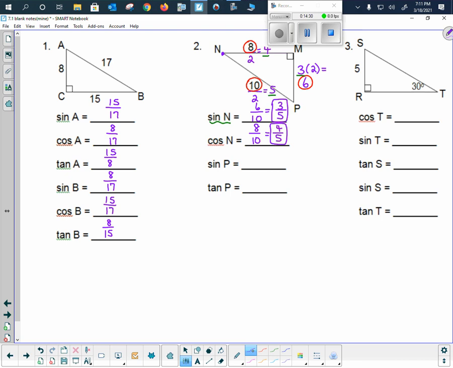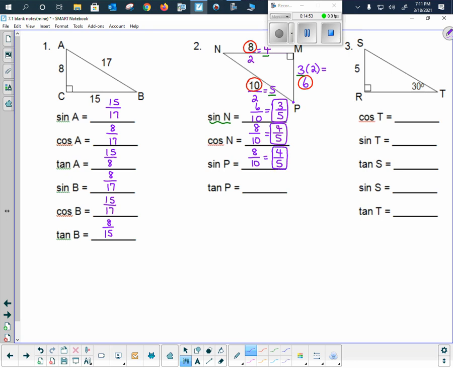All right. Sine of P. Ooh, notice we've changed perspective, right? We've got to change where we're standing. If you go stand at P now, opposite over hypotenuse now is 8 over 10, which is 4/5. Box it. There's your final answer.